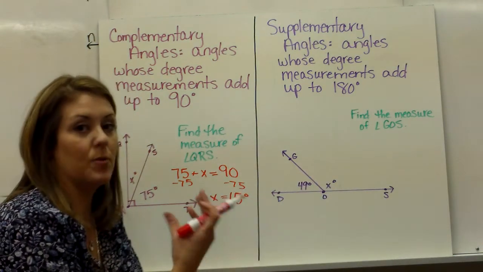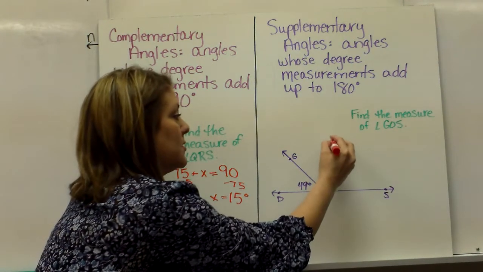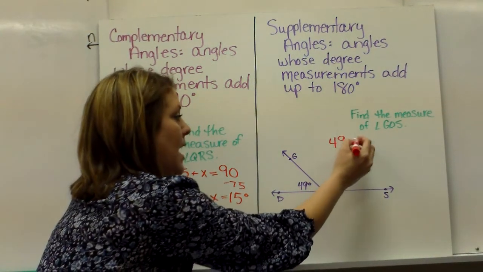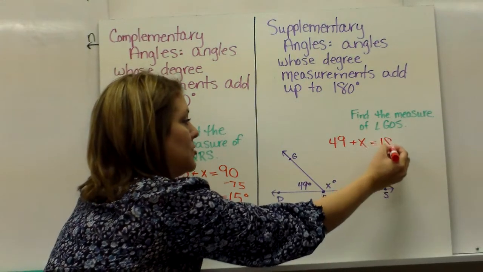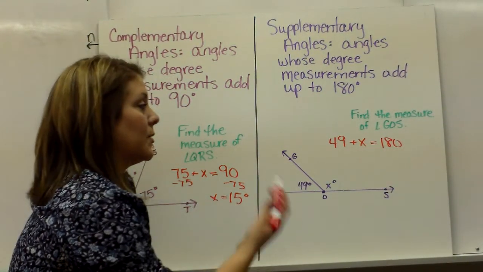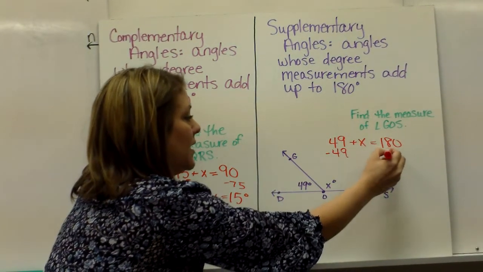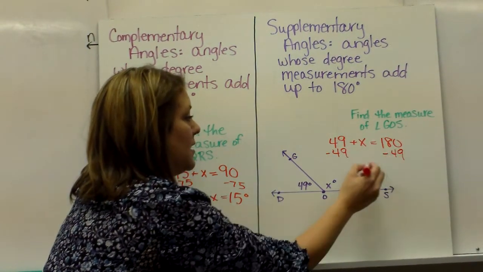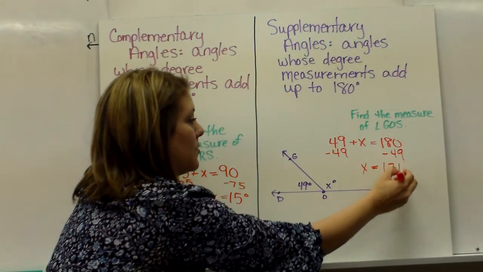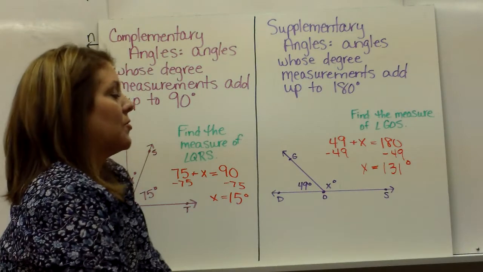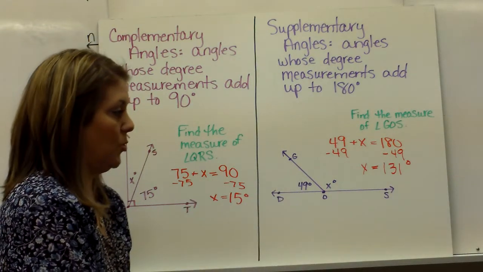Now remember, these two add up to 180, so I know one of them is 49. I need to find a missing measure. The two of them add up to 180. So again, I'm going to subtract 49 from 180, so that missing measure is 131 degrees will be our measurement for GOS.